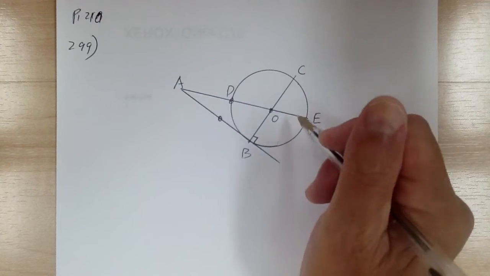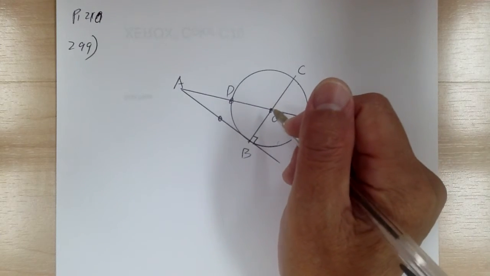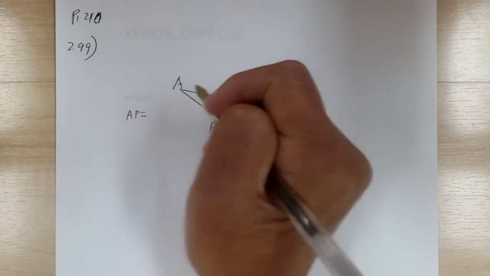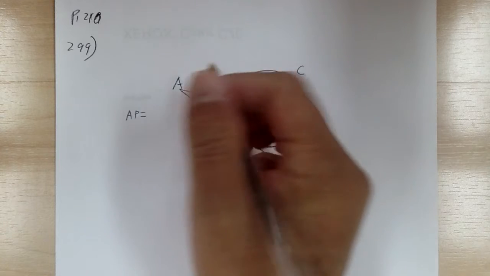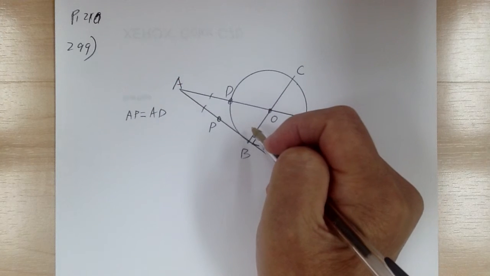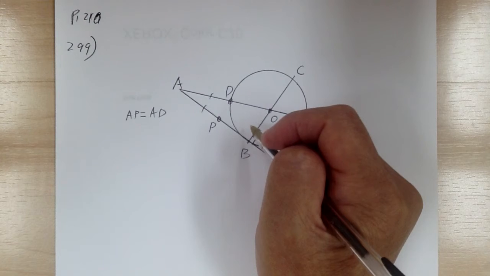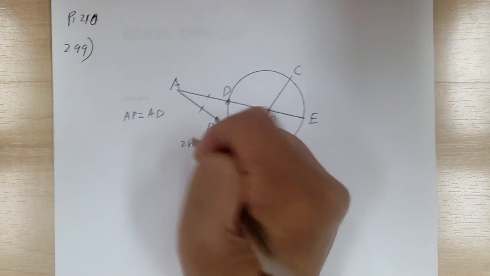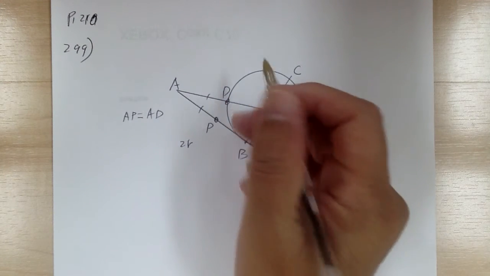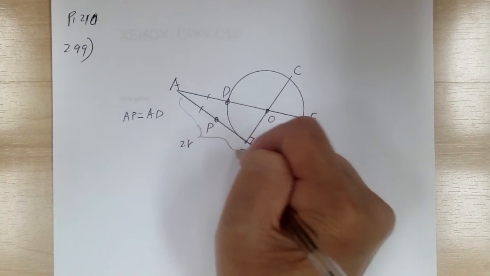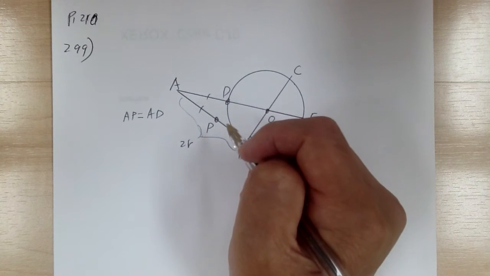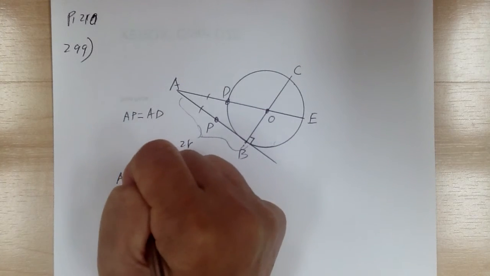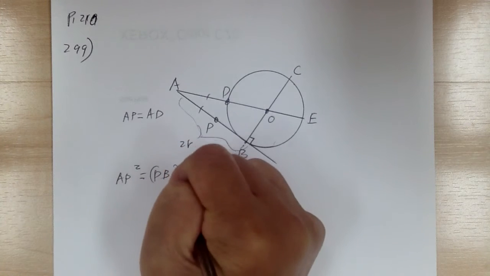Now AP is equal to AD. And AB has a length twice the radius, so AB is twice the radius. Show that AP squared is equal to PB times AB.